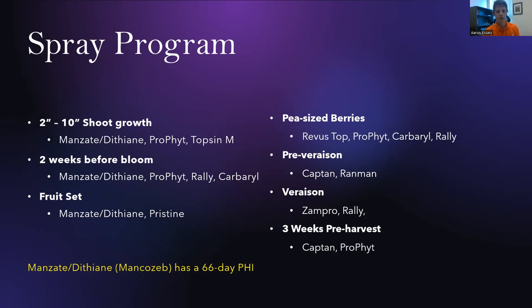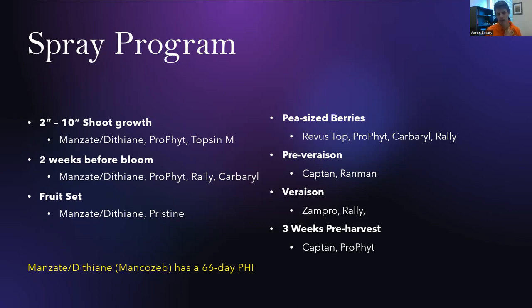Once you have fruit set and your berries start to develop, you probably want to switch to a Ranman or a Pristine or Revus Top. Again, I haven't used all of these, but I'm just looking and researching. And then pre-veraison, Captan, veraison, Zampro, and then 3 weeks before harvest is probably your final spray.